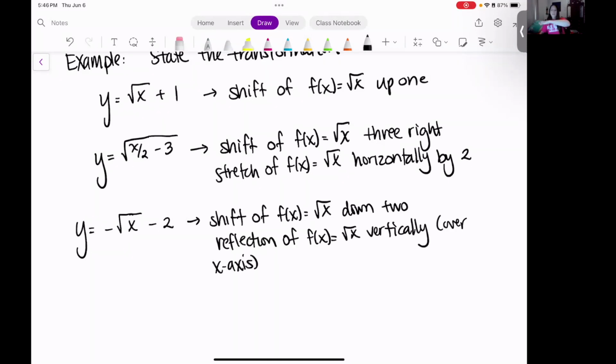It seems weird to think that a vertical reflection is across the x-axis, but when you flip over the x-axis, that happens up and down.